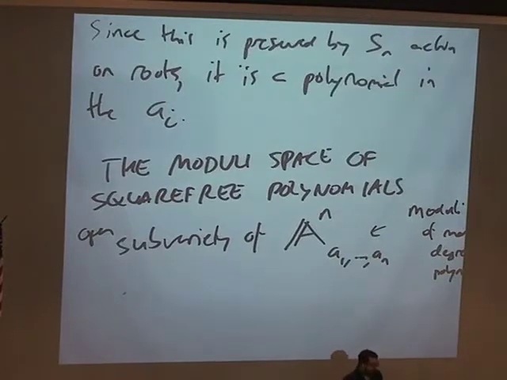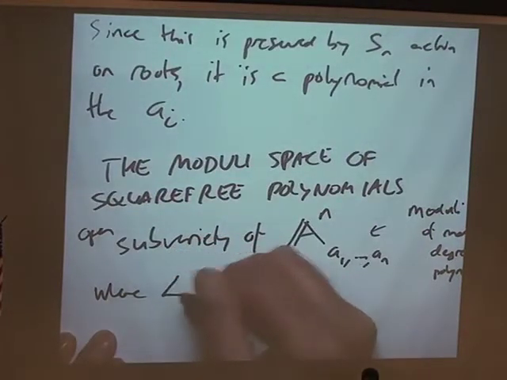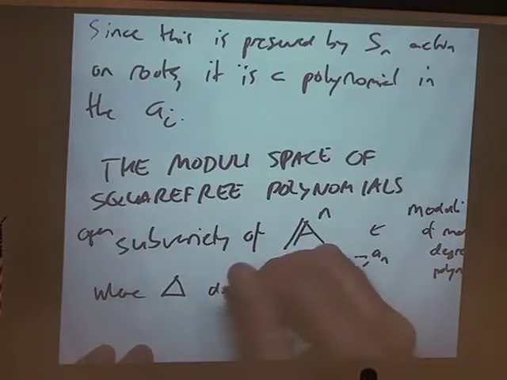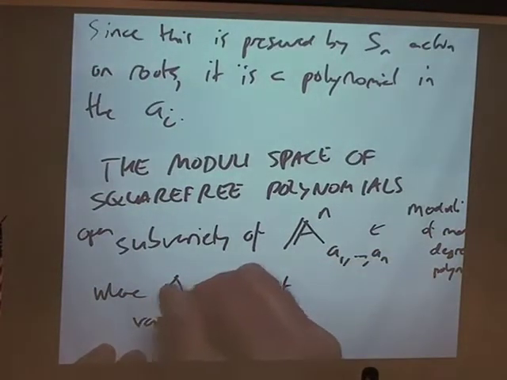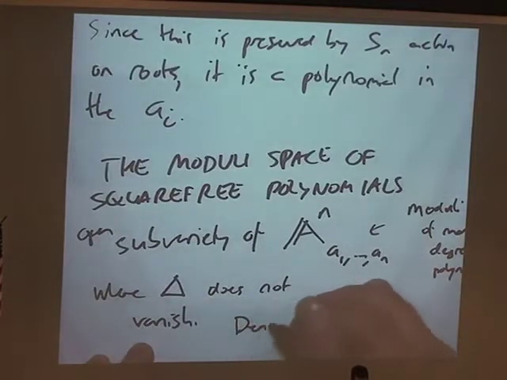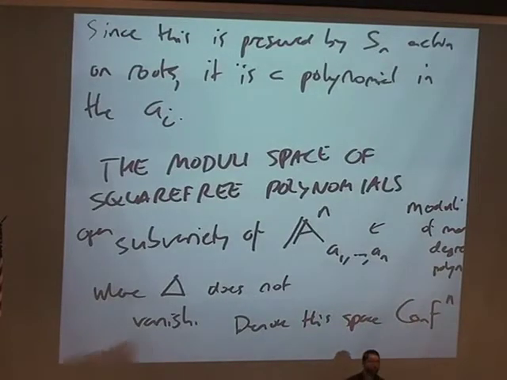Anyway, what open subvariety of affine space is it? An open subvariety is precisely the locus where some polynomial or set of polynomials doesn't vanish. And so indeed, it's just the open subvariety where delta, which is a polynomial in these coefficients, in other words a function on this affine space, does not vanish. I've got to give this thing a name because I'm going to talk about it a lot. So we'll denote this space Conf_n. Now I've got to explain why I call it Conf_n.